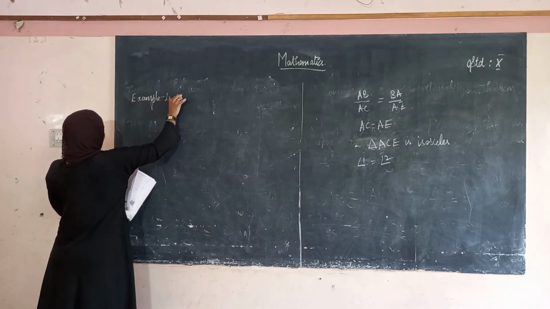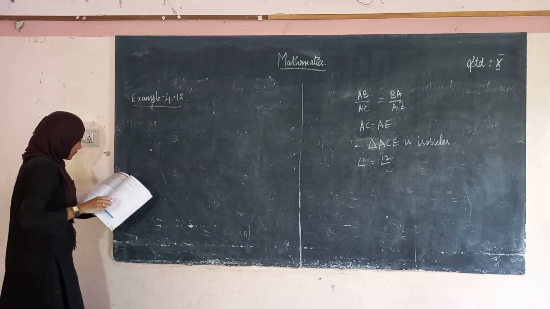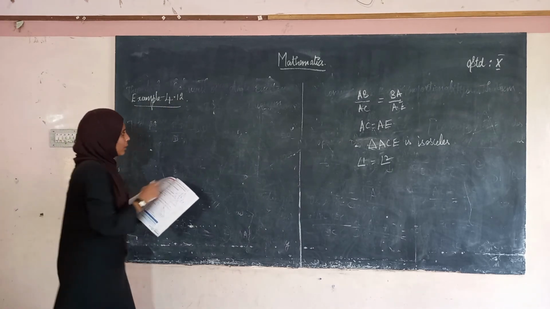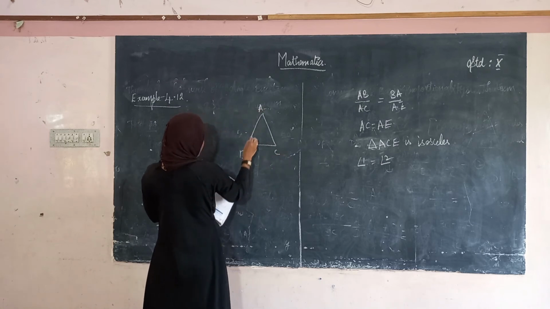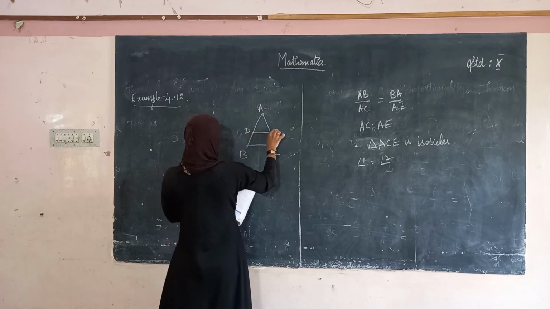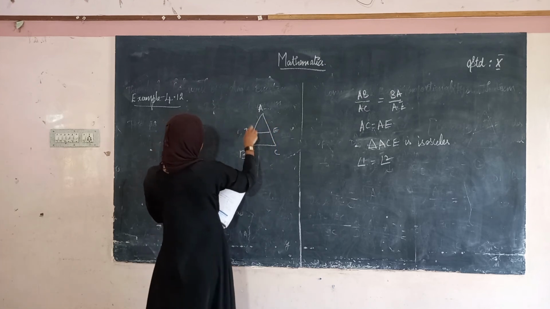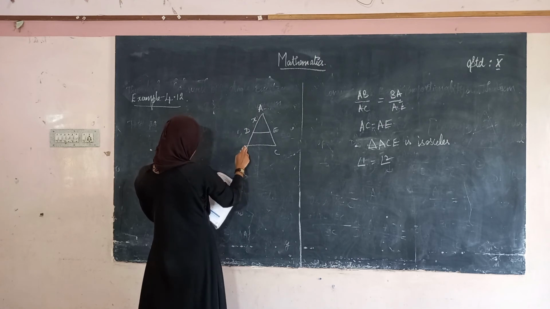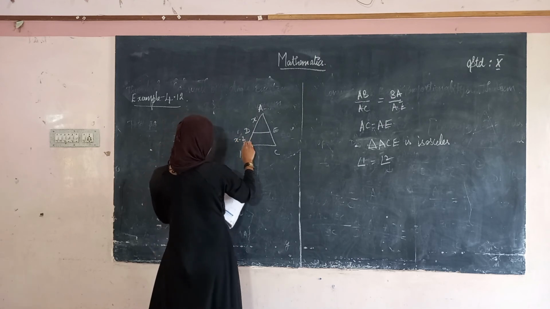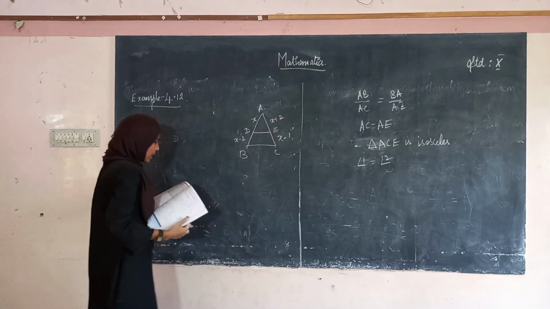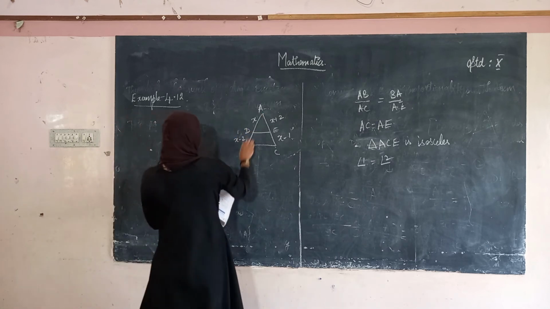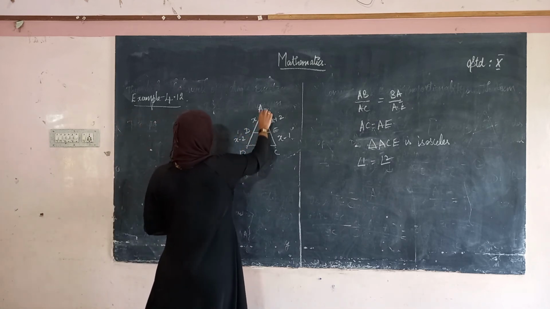Example 4.12. See the example. In triangle ABC, if DE is parallel to BC, AD is X, DB is X minus 2, AE is X plus 2 and EC is X minus 1. Find the lengths of the sides AB and AC.